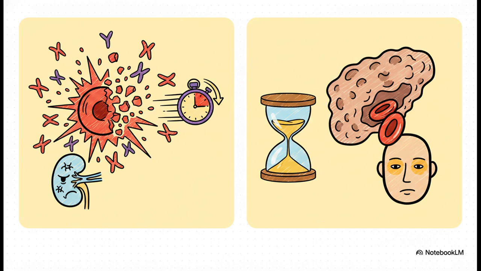Delayed hemolysis, on the other hand, well, that's a slow reaction to minor antigens, like Duffy or Kell. In this case, the spleen quietly chews up these tagged red cells days or even weeks later, which usually just presents as mild jaundice. Two totally different timelines and vastly different severities.